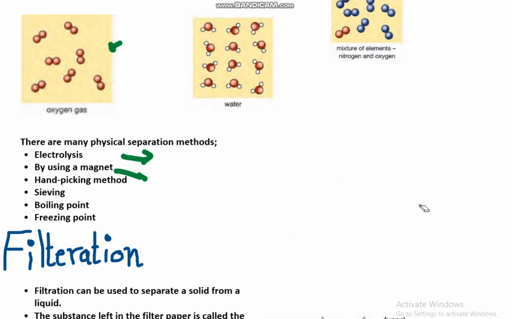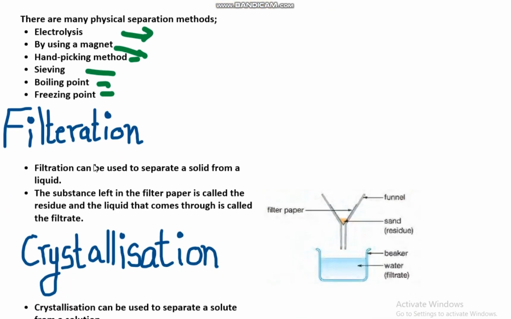And then we have sieving. Sieving is a method where we sieve the materials we want to and separate them according to their sizes if they are unable to be hand picked. And then boiling and freezing point. Every material, every compound, every element has a different boiling and freezing point, which allows us to differentiate elements and compounds from each other, or their form in between.